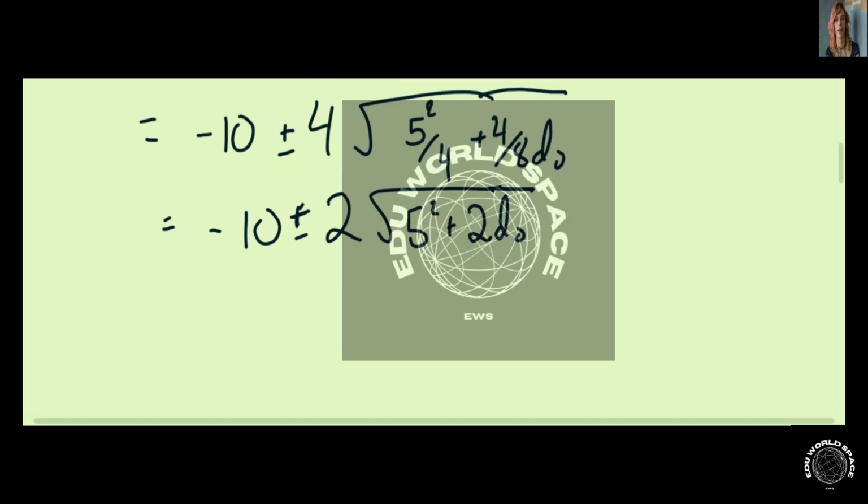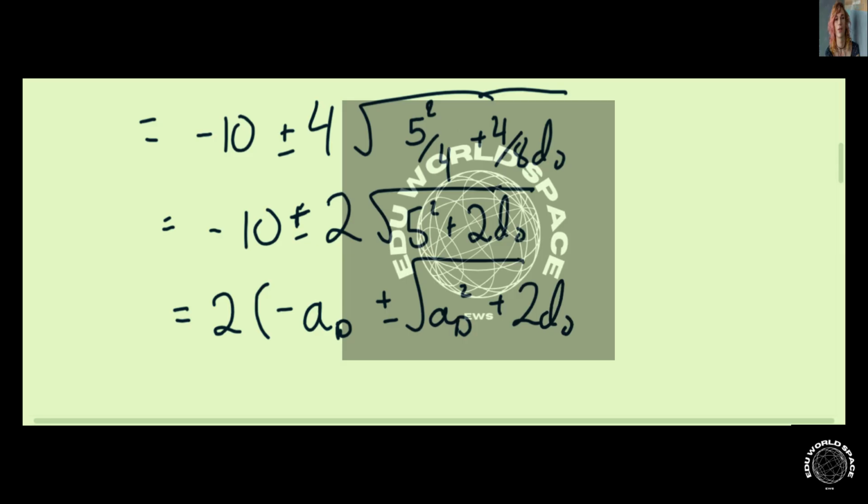And if you notice, this equation can also be rewritten as 2 times the quantity minus a d plus or minus square root ad squared plus 2d naught. And if we look at some of the limits of this system, we don't care about the negative on this because we're not interested in what happens in negative time. We only care about the positive time.